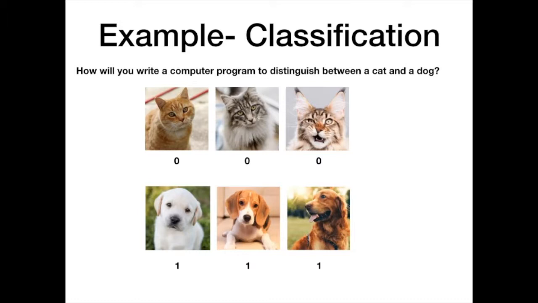So machine learning is a branch of computer science that provides computers the ability to learn and improve from experience without being explicitly programmed. Let's try to understand this through an example.